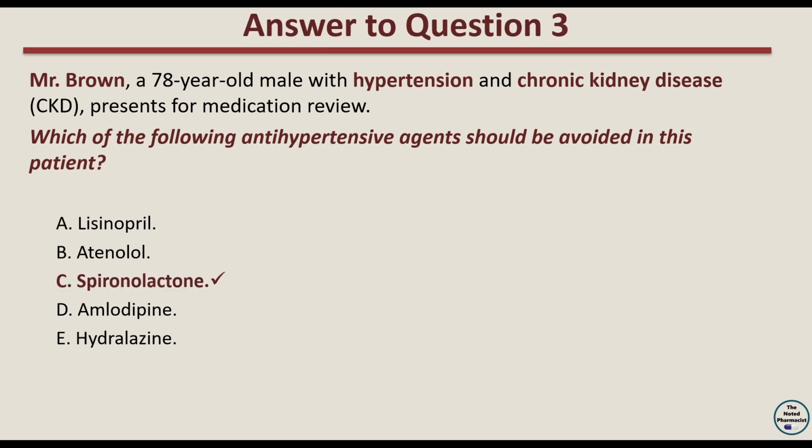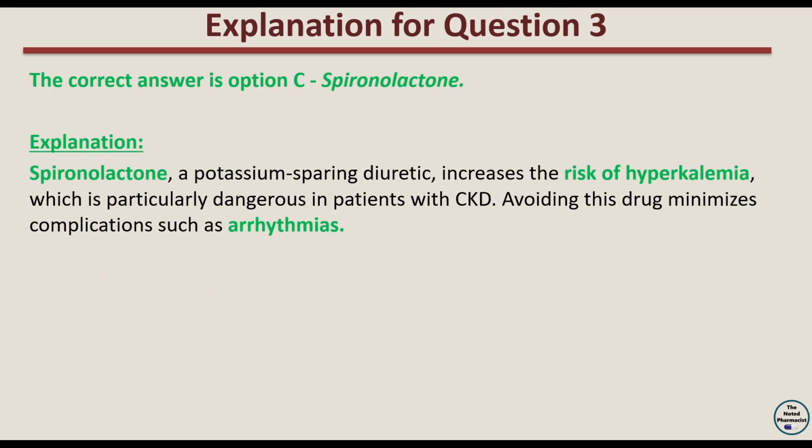The correct answer is option C, spironolactone. The explanation is as follows: spironolactone, a potassium-sparing diuretic, increases the risk of hyperkalemia, which is particularly dangerous in patients with CKD. Avoiding this drug minimizes complications such as arrhythmias.